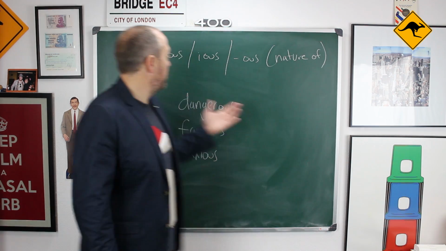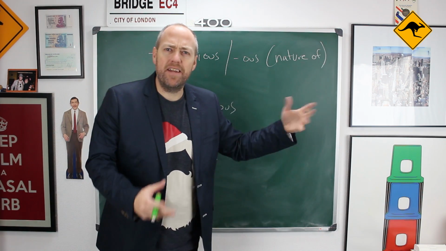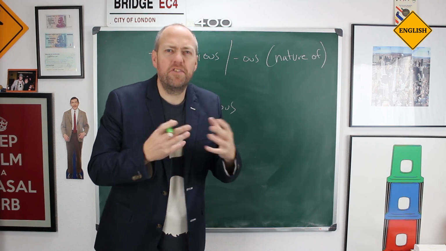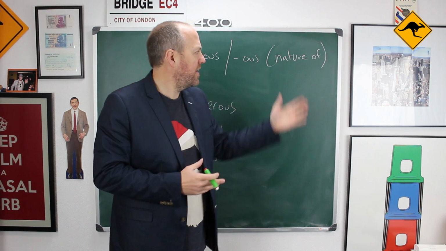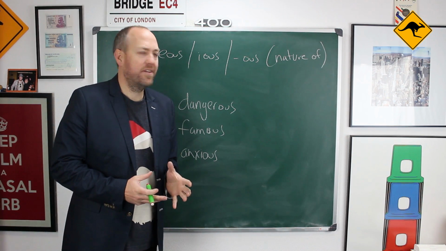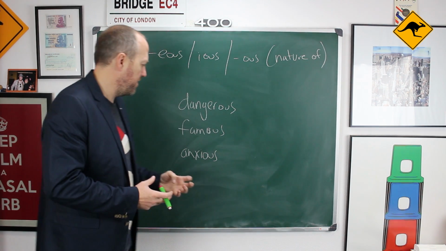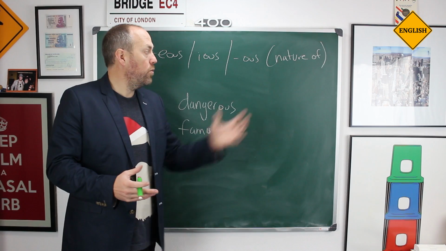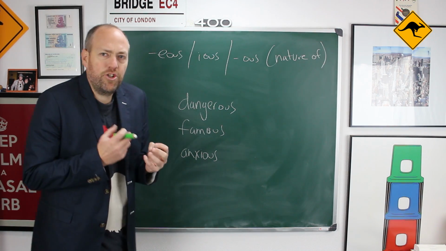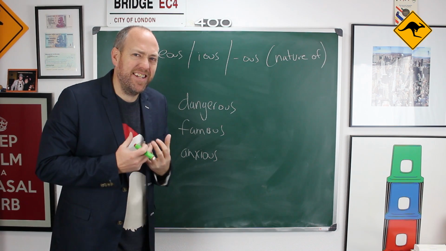The next one is eous and ous. So this means that something has the nature of something, the personality, the behavior, okay, the nature, the essence. For example, dangerous. It contains the nature of danger, the essence of danger. Or famous. You are consisting of the nature of fame. And anxious, okay? Your nature, your personality is of anxiety.